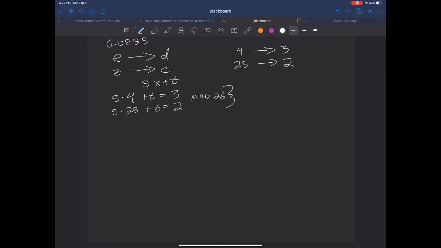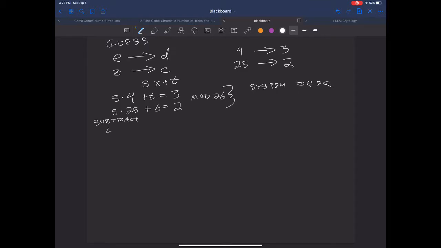And when we take a look at this, what we see is a system of equations, just like we worked on in algebra. We have two equations and two unknowns, S and T. So we're going to use our typical methods for solving for those two unknowns. The first thing we can do is subtract the two equations, and this will eliminate the T.